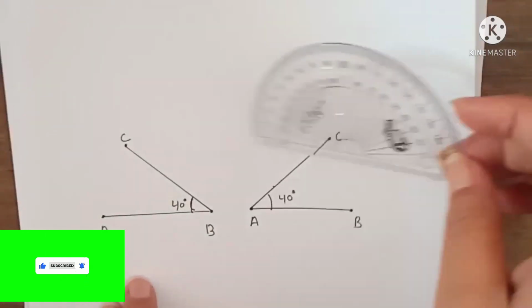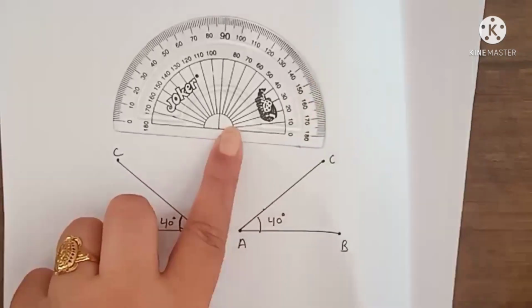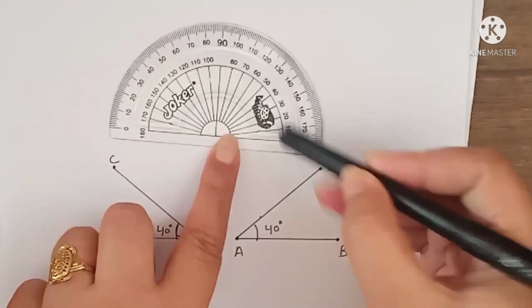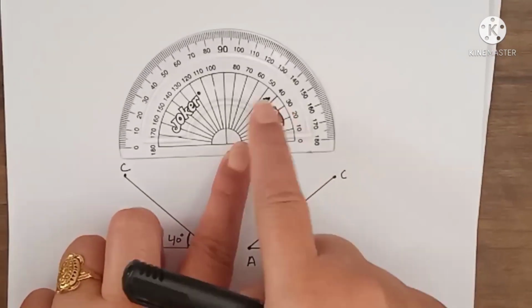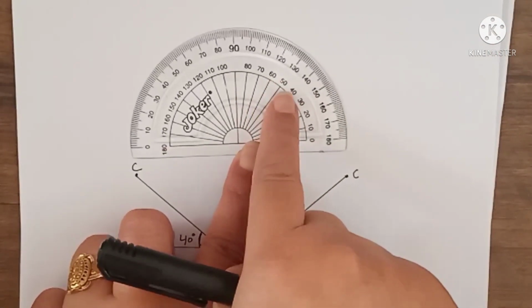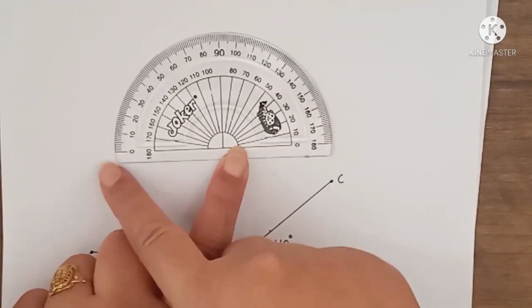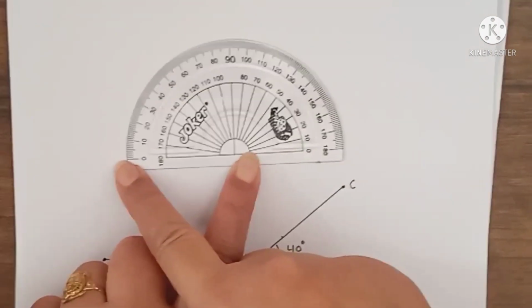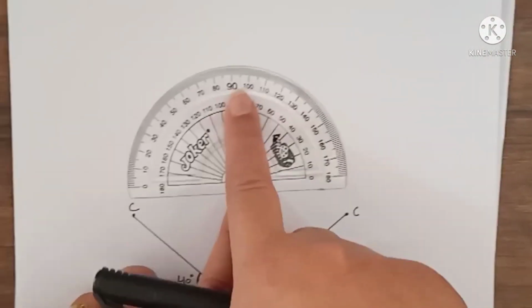I am showing how to use a protractor. In a protractor there are two scales. The inner scale starts from here: 0, 10, 20, 40, 50, then 180. And the outer scale starts from this left side. This is 0, 10, 20 and 90.